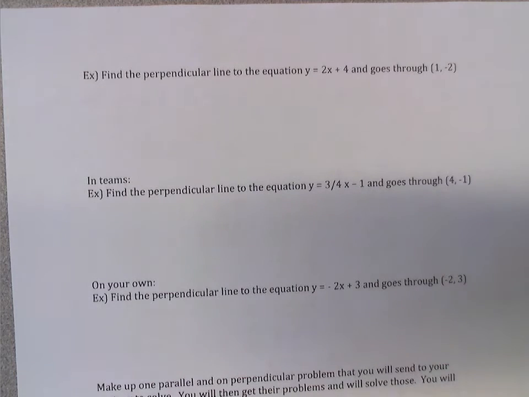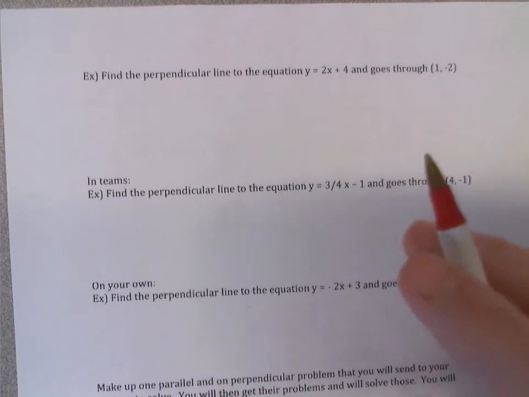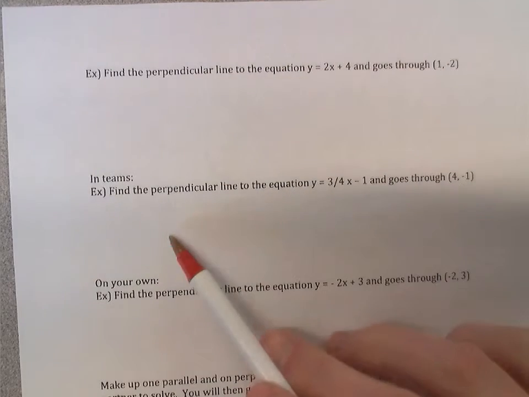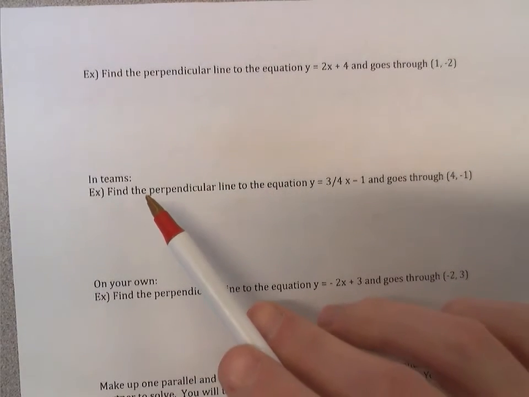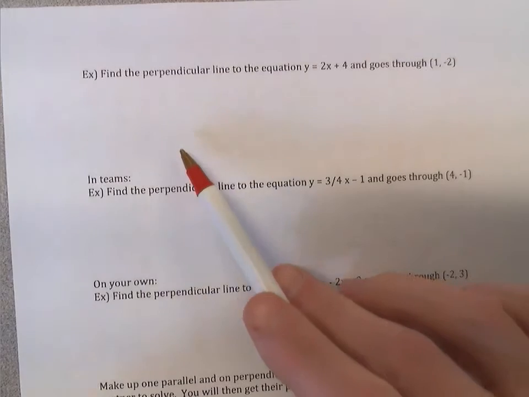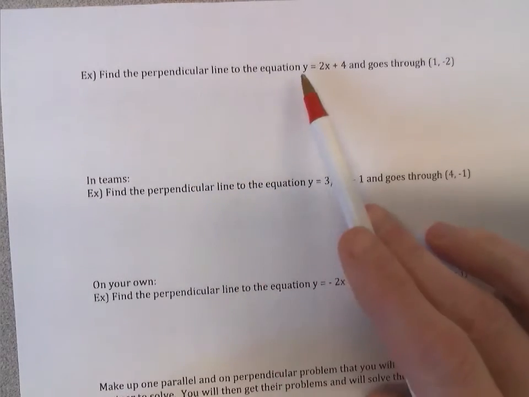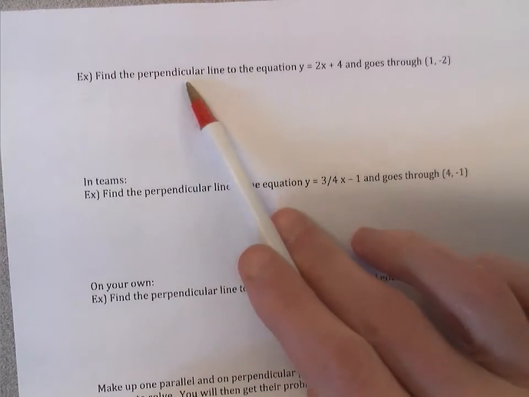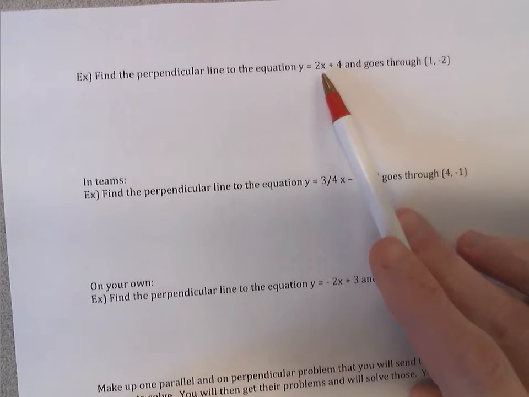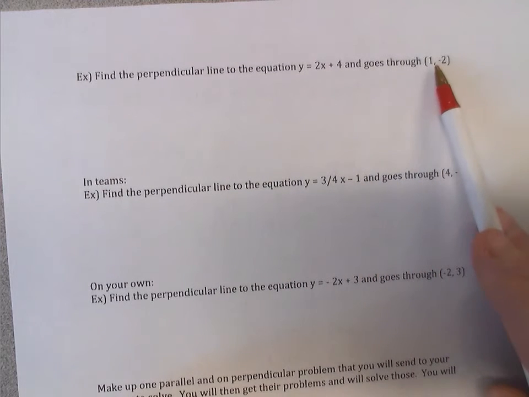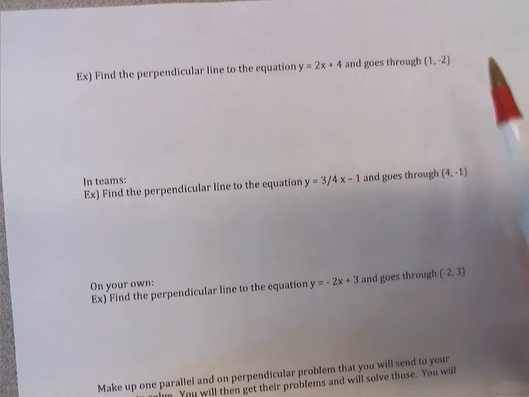Okay, we are now on to part 3 of lesson 7.3. For the back side of this sheet, we are now going to look at some examples of how to find perpendicular lines when we already have a line equation. So if we look at this first one, find the perpendicular line to the equation y equals 2x plus 4 and goes through the point (1, -2).